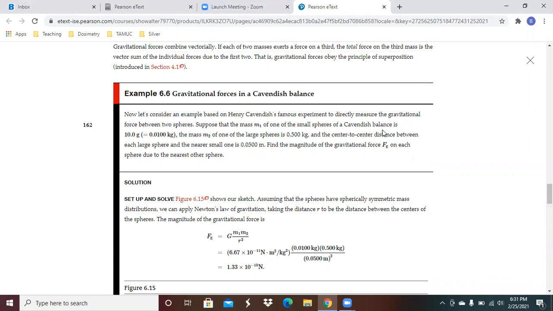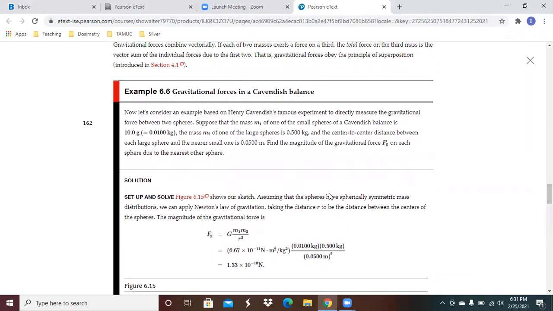So if we have our Cavendish balance, let's take a mass M1 of one of the small spheres, and then the mass M2 of one of the larger spheres, and then the center-to-center distance between each sphere and the nearest small one is going to be this. So find the magnitude of the gravitational force.